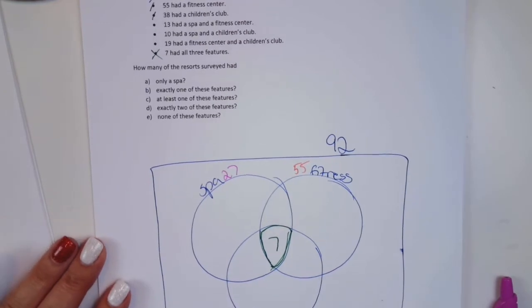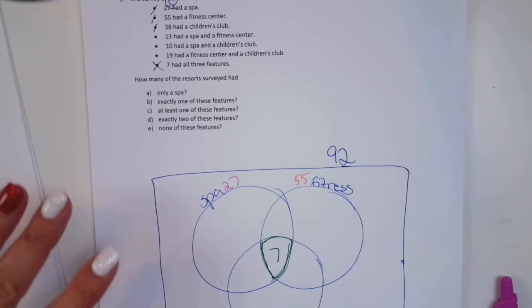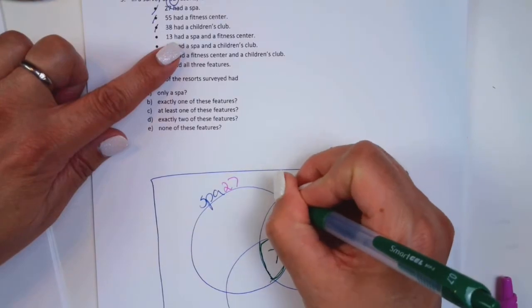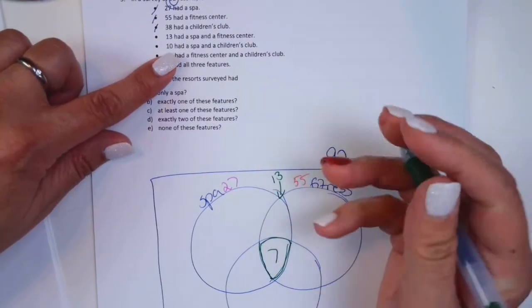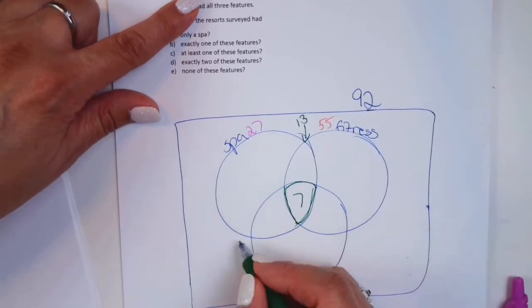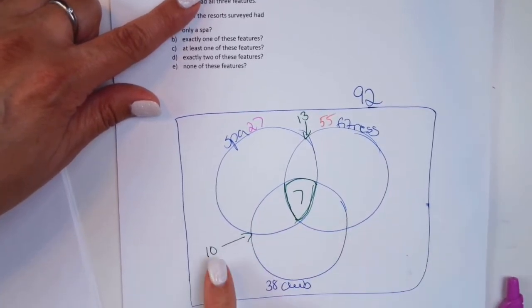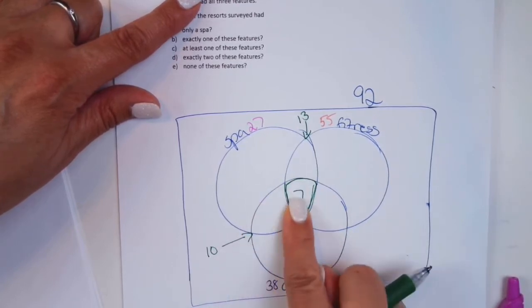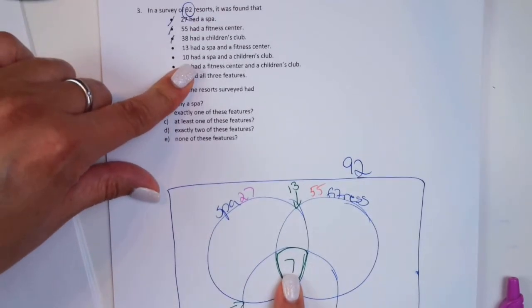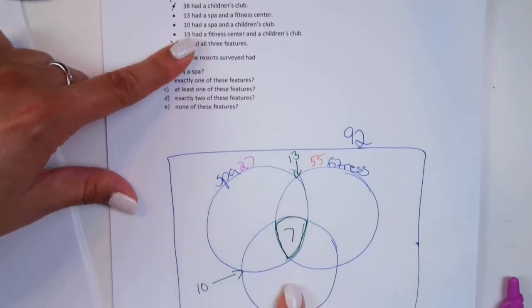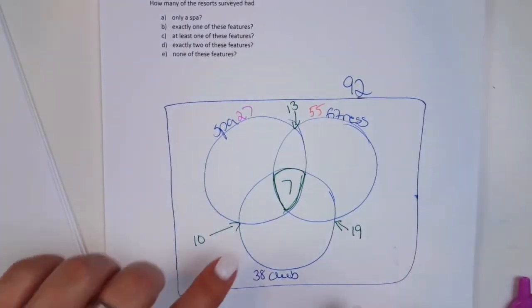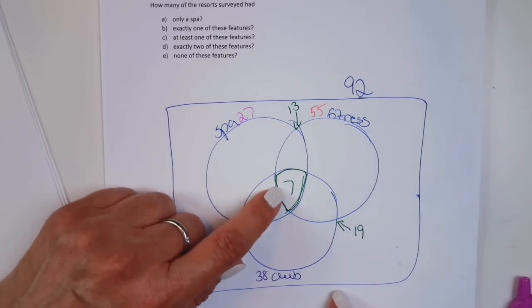Now, next, we know that 13 had a spa and a fitness center, and I'm going to put the 13 actually here. 10 had a spa and a children's club. That's going to go over here. It's going to be over here in this whole thing, but we already have a number here. Next, 19 had a fitness center and a children's club. So the 19 again goes over here. So now we can start figuring out, because we do have that 7 in the middle.